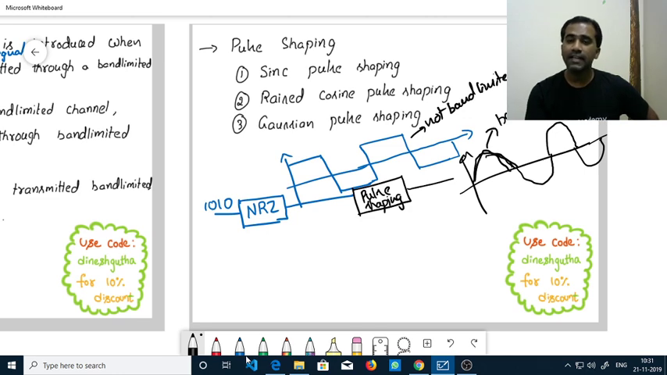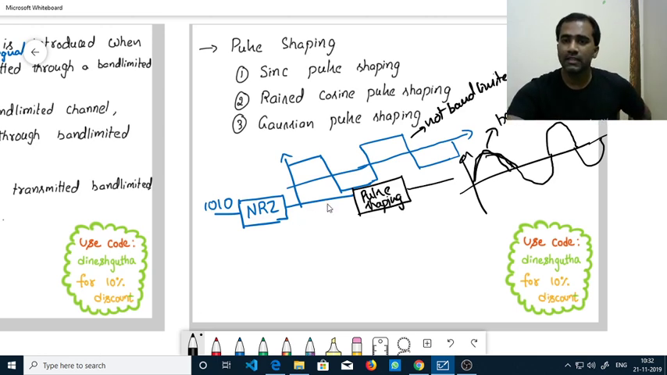So the advantage of pulse shaping is that it will convert rectangular pulses into smoother pulses, or convert signals which are not band limited into band limited signals. Because of this, if you pass this through a band limited channel, since it is already band limited, ISI, inter-symbol interference, will not be introduced.